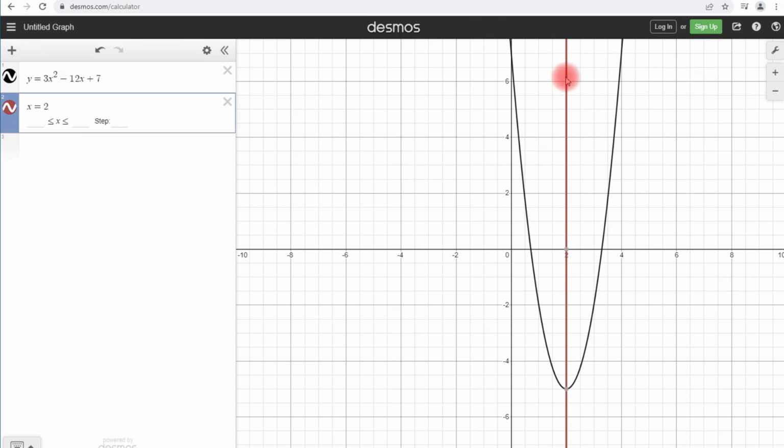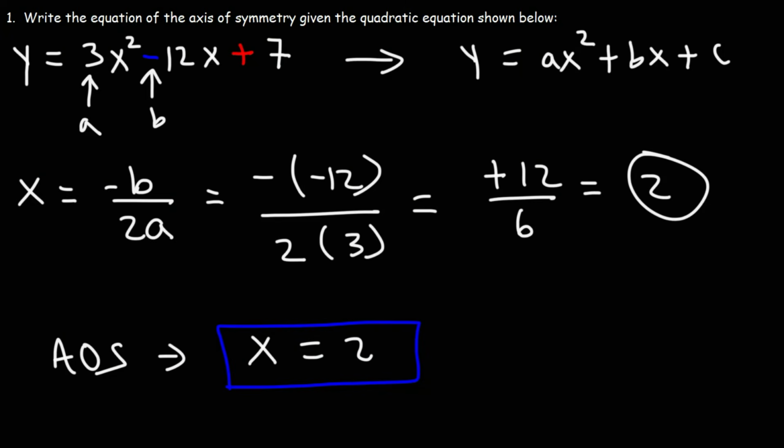As we can see, it's vertical since we have a parabola that is of the y equals x squared family. Now let's try another example. So let's say you're given a quadratic equation in vertex form, what is the axis of symmetry? So we have y is equal to 2 times x minus 3 squared minus 5.